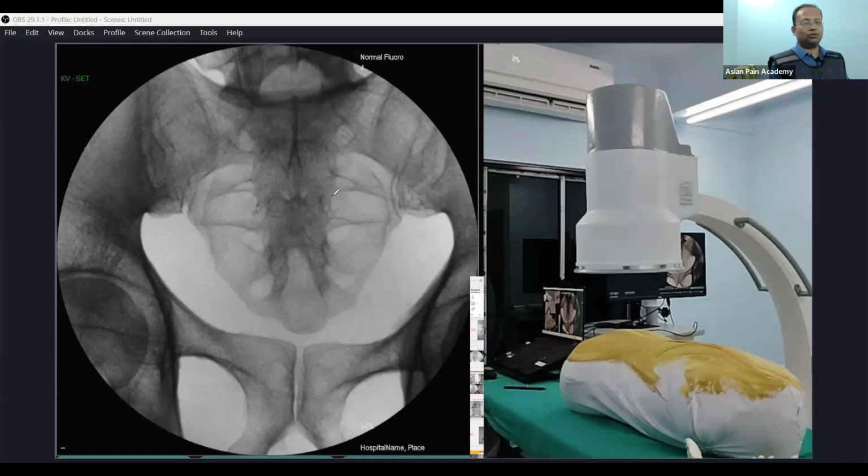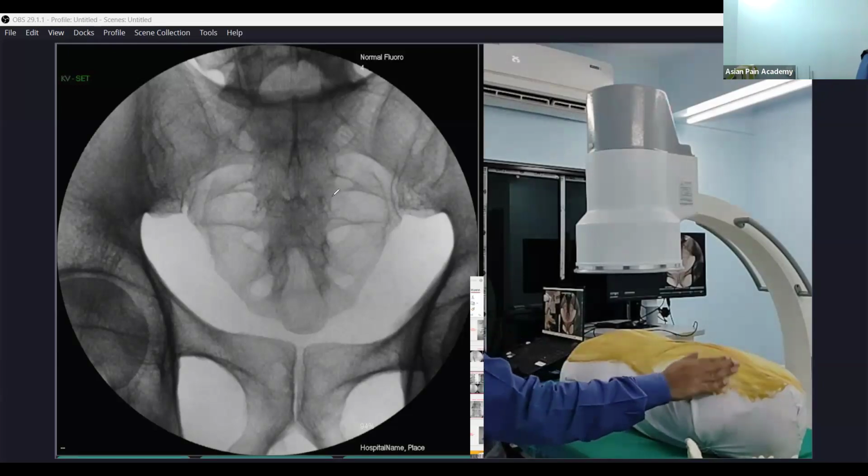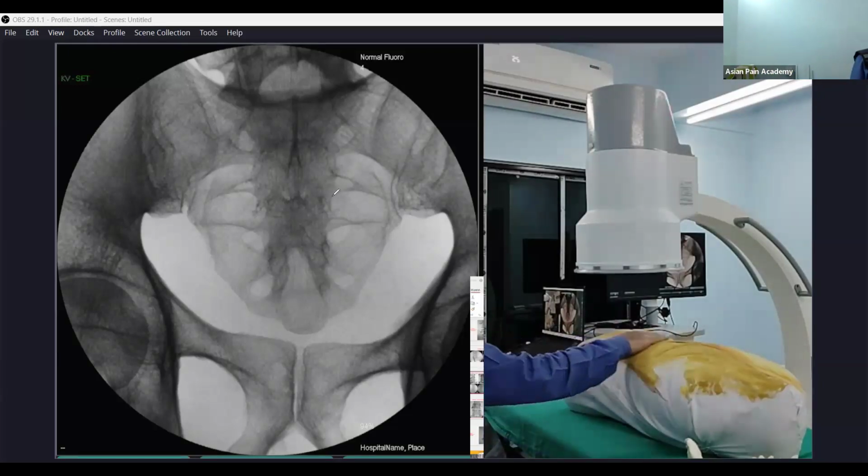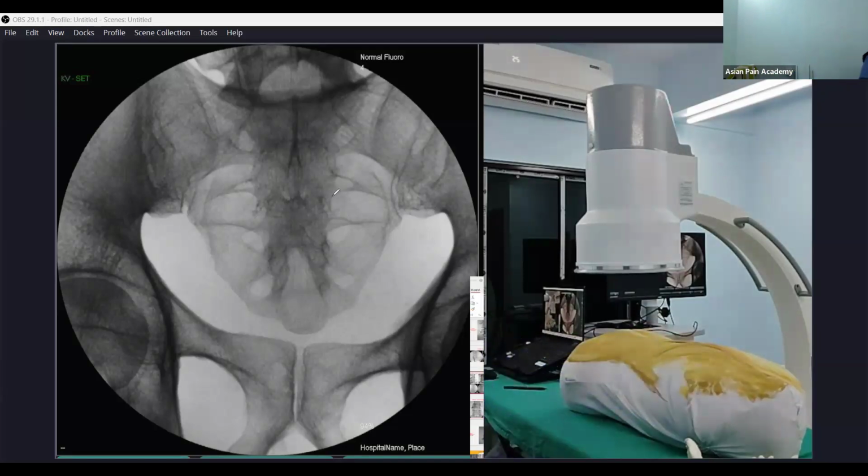So first we will start with AP view. Here you can see this is the hip part and this is the head part. The patient is lying prone, and I am standing on the patient's left side, and the C-arm is on the right side.